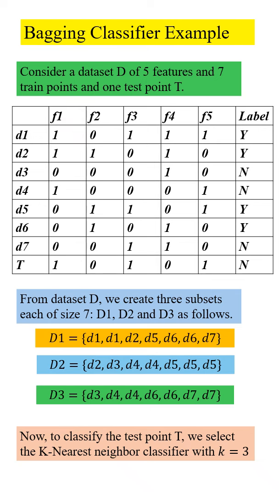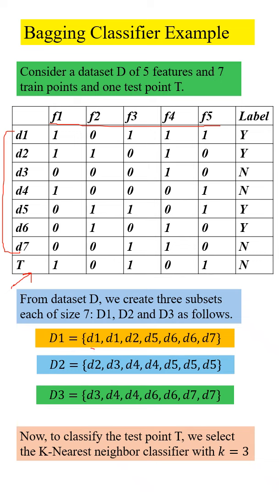Hello. So, bagging classifier example, we'll go through it today. For this, we have a data set of 5 features. We can see F1 to F5 and 7 training data points and 1 test data point. From this, we will create 3 subsets, D1, D2, D3 of size 7 each.